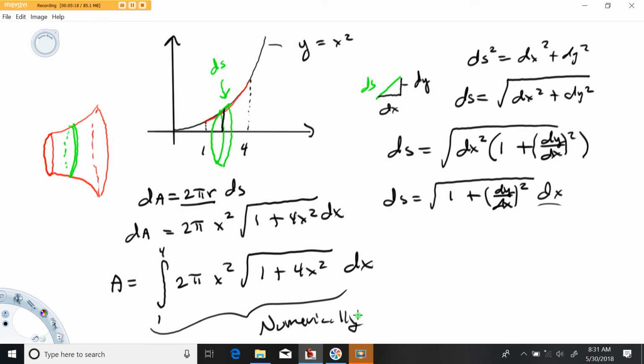So the purpose of this video is how to set up an integral for a surface area for an element revolved about an axis. I hope that this has accomplished that for you.